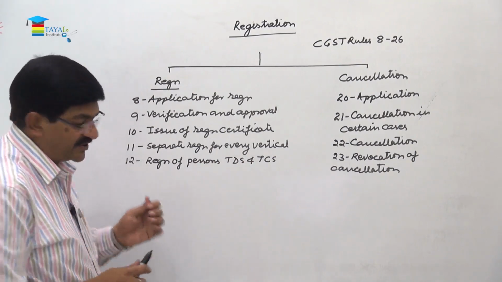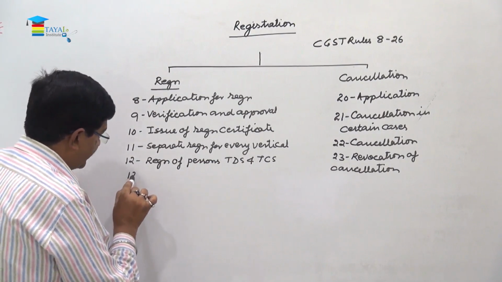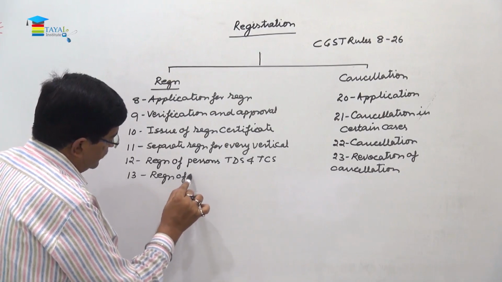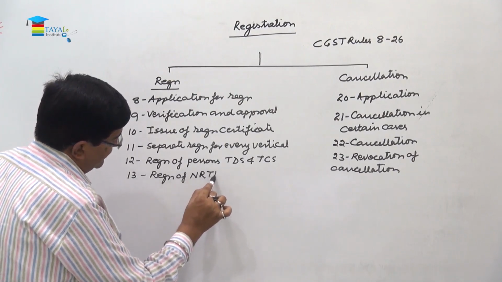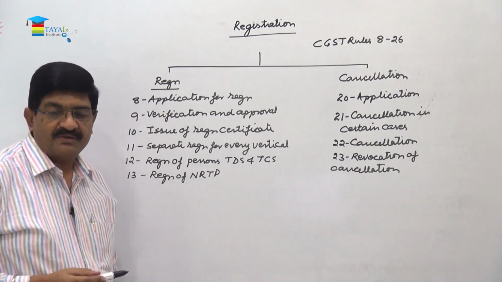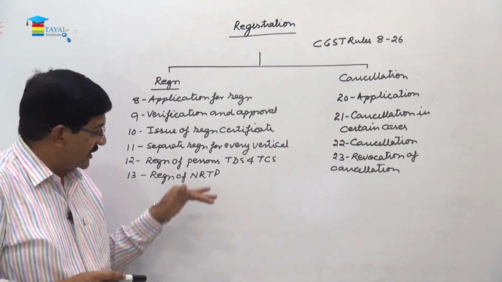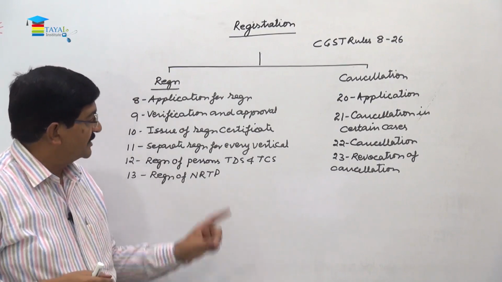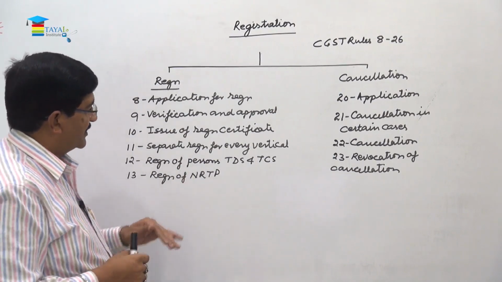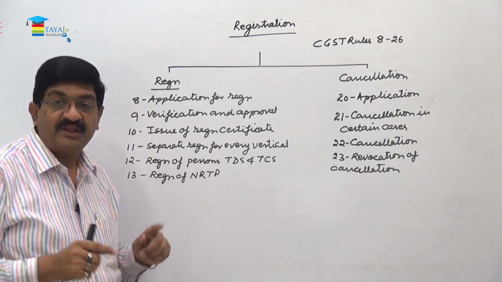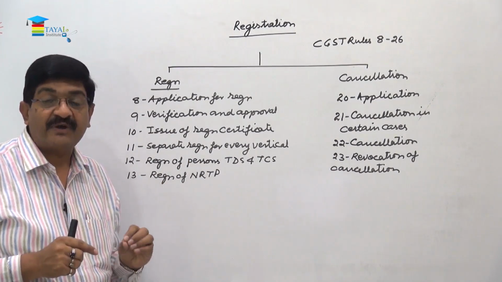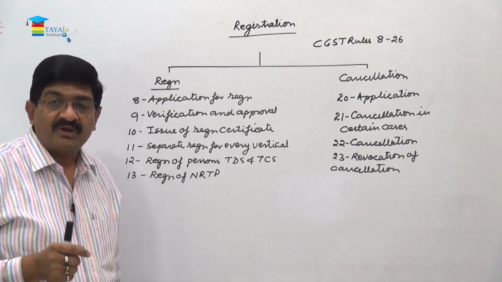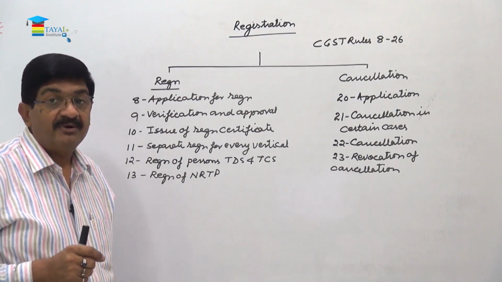Then comes rule number 13. This talks about registration of NRTP. Registration of non-resident taxable person. How and when the registration should be obtained. So friends, as far as non-resident taxable person is concerned, as well as the another person who is required to have the registration, that is casual taxable person, they should apply for registration at least 5 days before starting the business. But any other person, he can apply for registration within 30 days after becoming liable for registration.